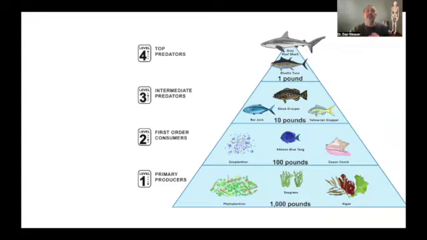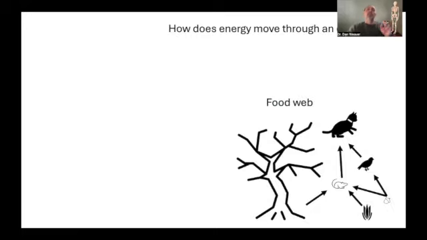So this bottom level are the primary producers. Then you have the primary consumers. So they're the ones that are eating the plant life. Then you have the second level or third level or fourth level. Sometimes it's referred to as secondary, tertiary, quaternary consumers. And then at the very top are the apex predators. They're the ones that have to eat the most because there's so much energy lost at each level of that pyramid. Well, a food chain is one way to look at how energy moves through an ecosystem.